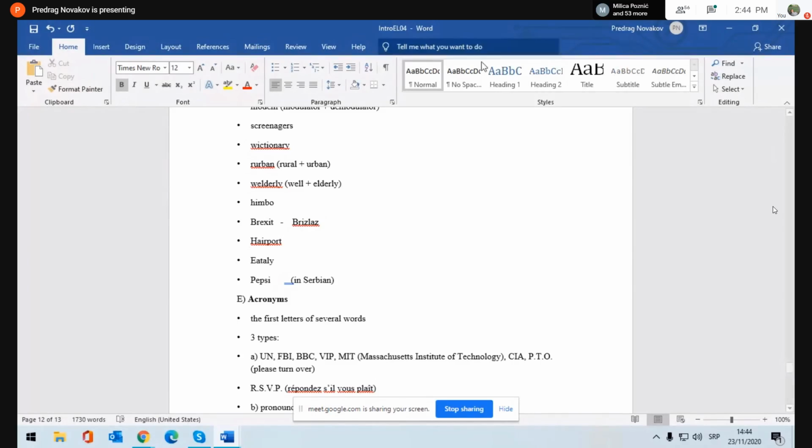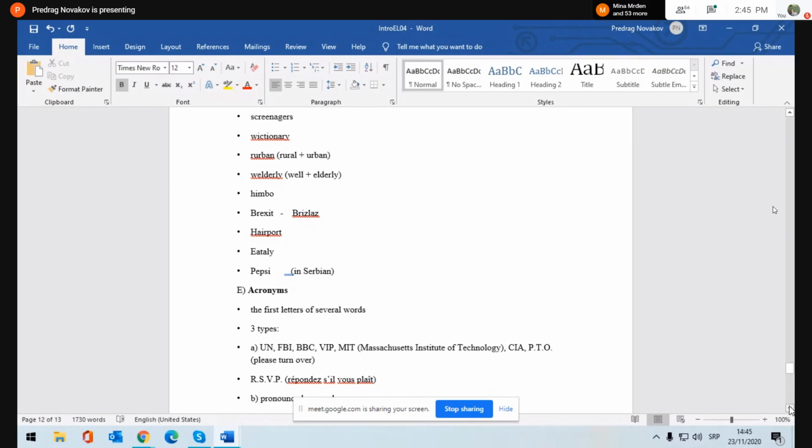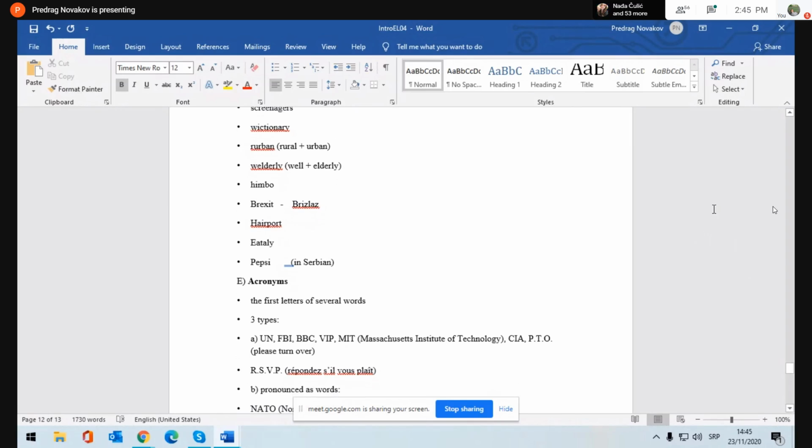Well, they are teenagers who spend quite a lot of time in front of a screen. It could be a computer or your cell phone, or screenagers, okay? Okay, how about Wiktionary? Perhaps you have some ideas about how it was created. Wikipedia plus dictionary. Exactly. Wikipedia plus dictionary. Wiktionary, yes.